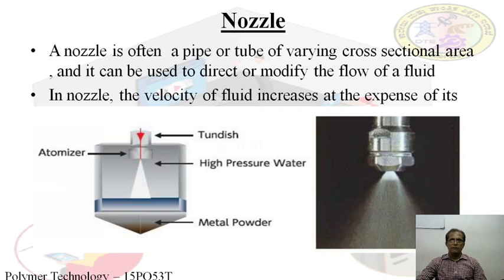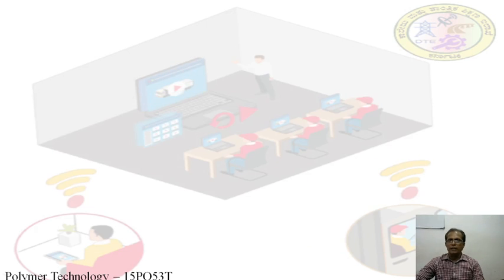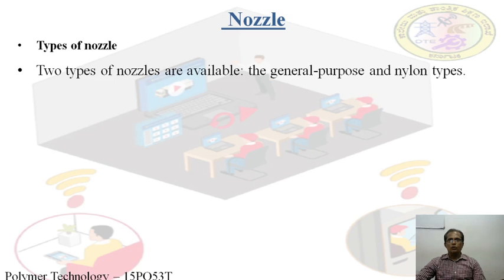In a nozzle, the velocity of the fluid increases at the expense of its radius. This is how the material is pumped. You can see over here, so this kind of arrangement will be there in the nozzle. Types of nozzle: two types of nozzles are generally available, general type of nozzles and nylon type.